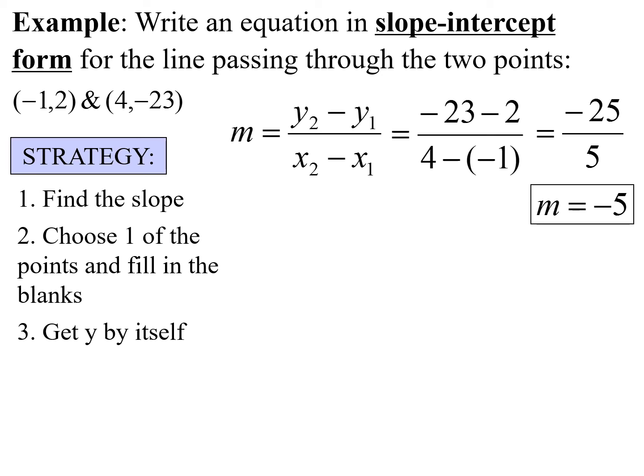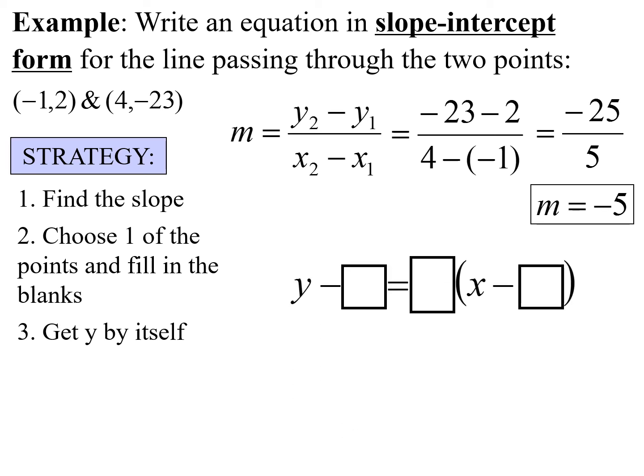So now that I have a slope and choosing one of the points, I can write it in point-slope form. So y minus y1 is equal to m times the quantity of x minus x1. My slope is negative 5, so that's going to go inside the blank in front of the parentheses. The y value, I'm going to use the point negative 1, 2. So my y value is 2, my x value is negative 1. Let's go ahead and clean that up. So we get y minus 2 is equal to negative 5 times the quantity of x plus 1.